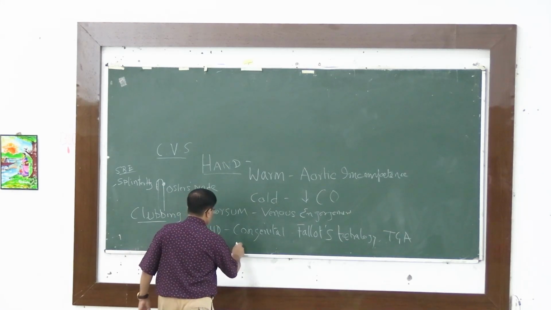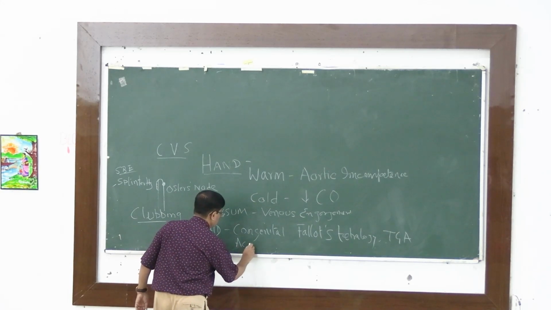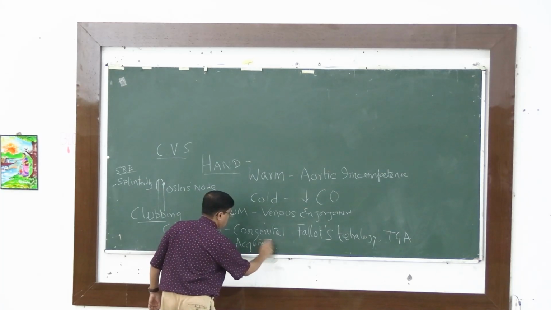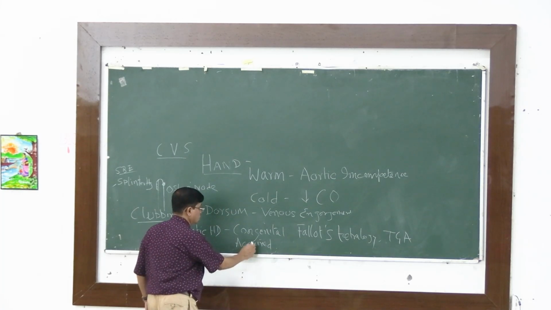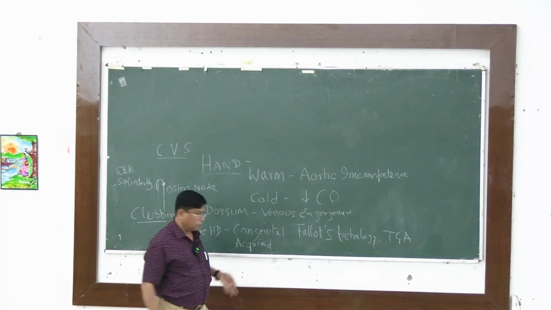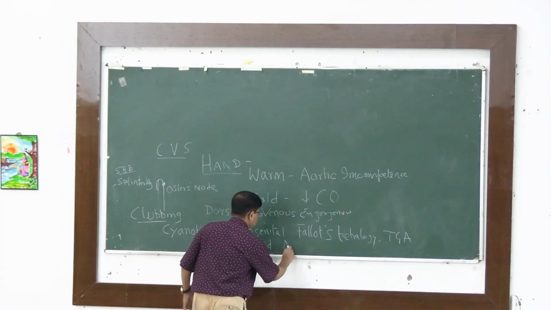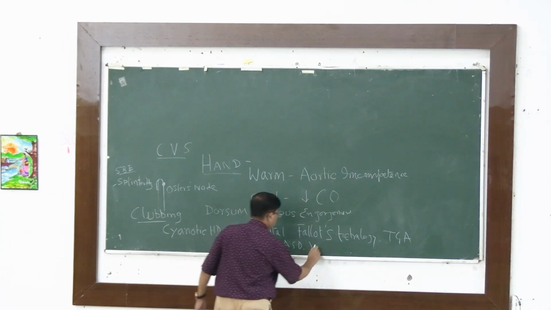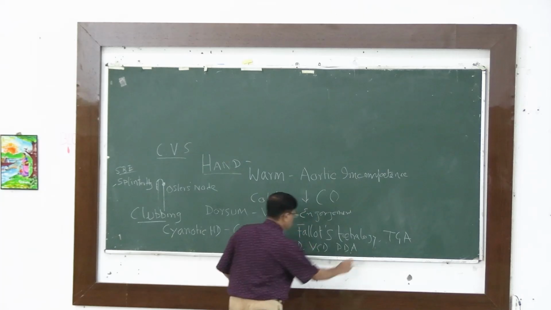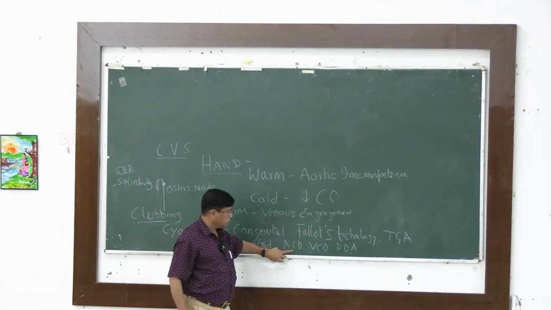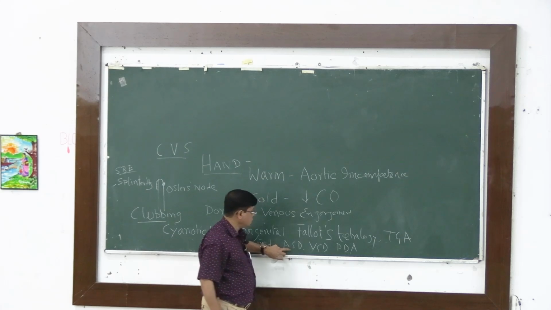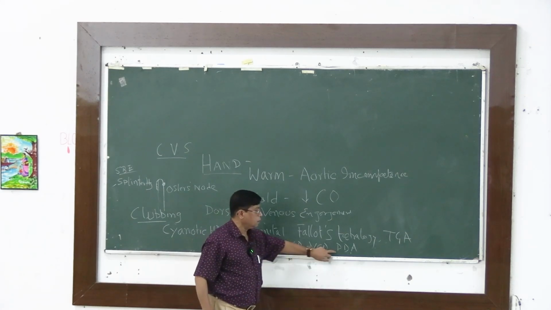But there are other heart diseases also, which can cause cyanosis. What are the heart diseases that can cause cyanosis? ASD, VSD, or PDA. This is atrial septal defect, ventricular septal defect, and PDA.